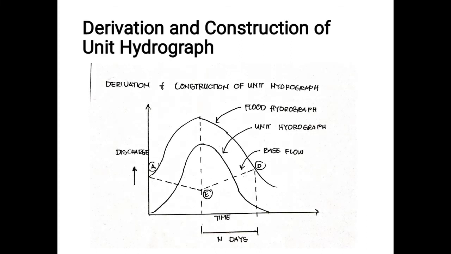Next is the derivation and construction of the unit hydrograph. We can see in the picture the discharge over time. We can also see the flood hydrograph at the upper layer, then below it is the unit hydrograph and also the base flow. On the time axis, we can also see the number of days. All of this can be plotted once you get the data from the table that I'm going to show in the next slide.